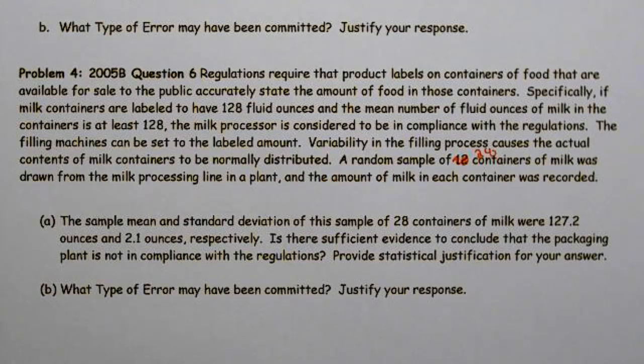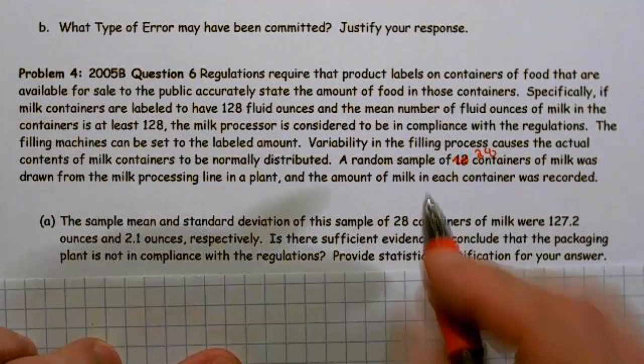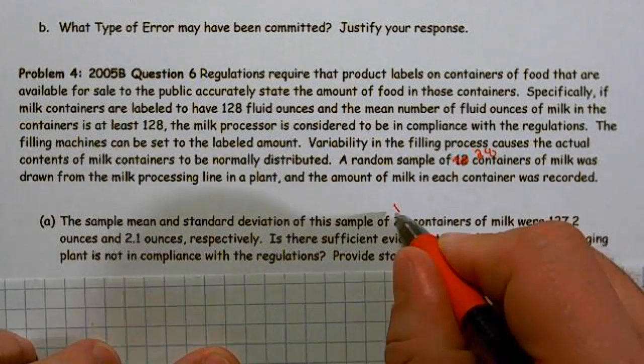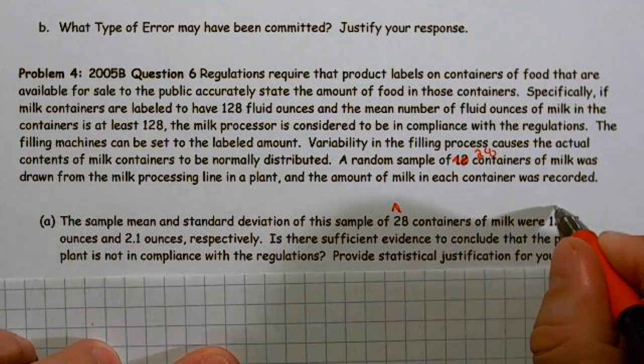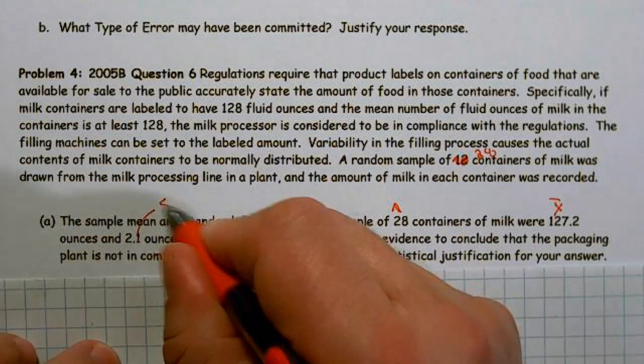The filling machines can be set to that labeled amount. Variability in the filling process causes the actual contents of containers to be normally distributed. A random sample of 28 containers of milk was drawn from the milk processing line in a plant, and the amount of milk in each container was recorded. So we have the sample mean and standard deviation. So this is X bar. So we have an N of 28, an X bar of 127.2, and an S of 2.1.